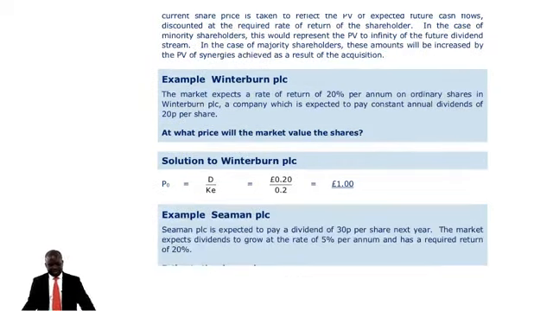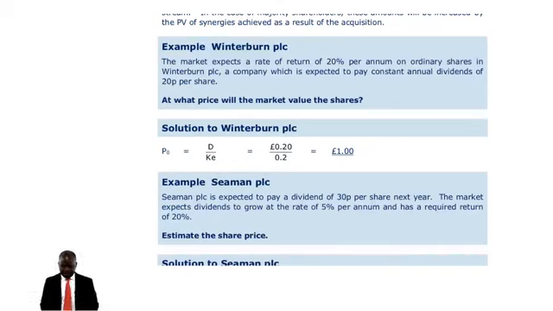Winterburn PLC, the market expects a rate of 20% per annum on ordinary shares in Winterburn PLC, a company which is expected to pay constant annual dividend of 20p per share. At what price will the market value the shares? This is straightforward. Don't even dream about it. And P4 exams.